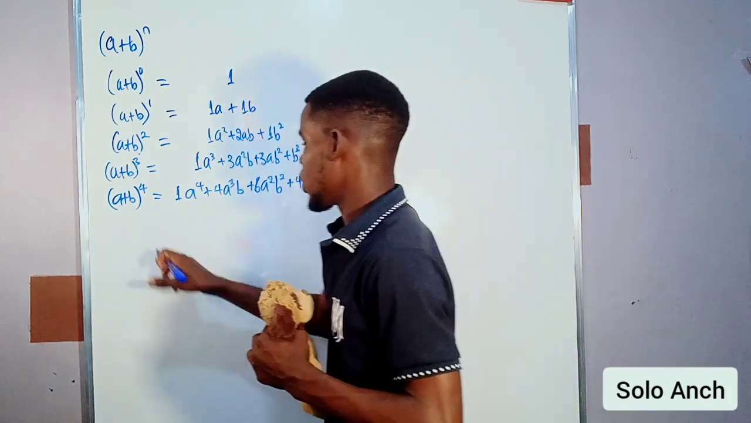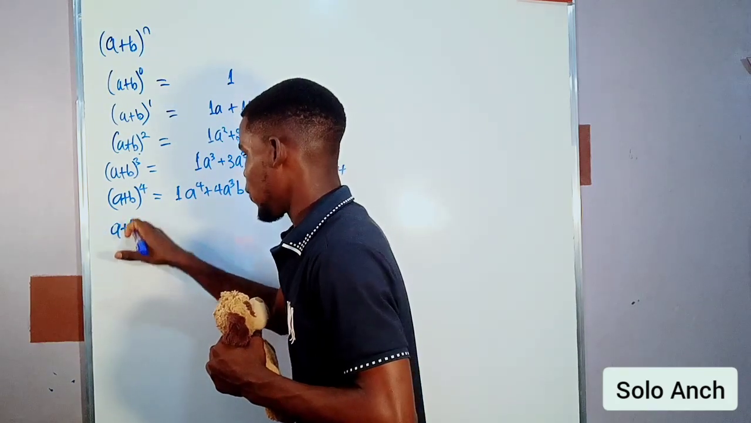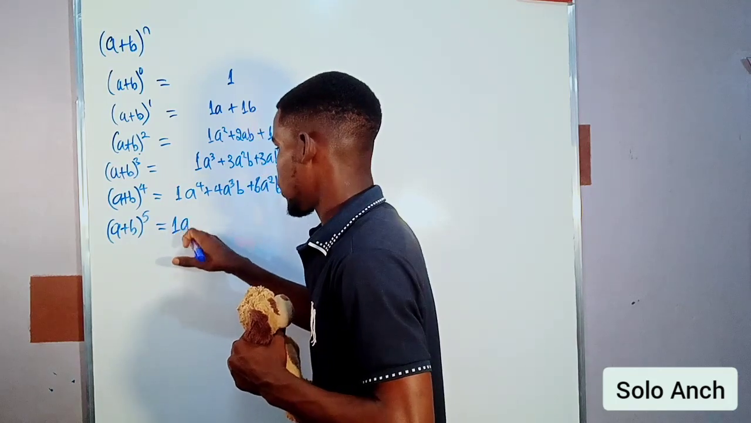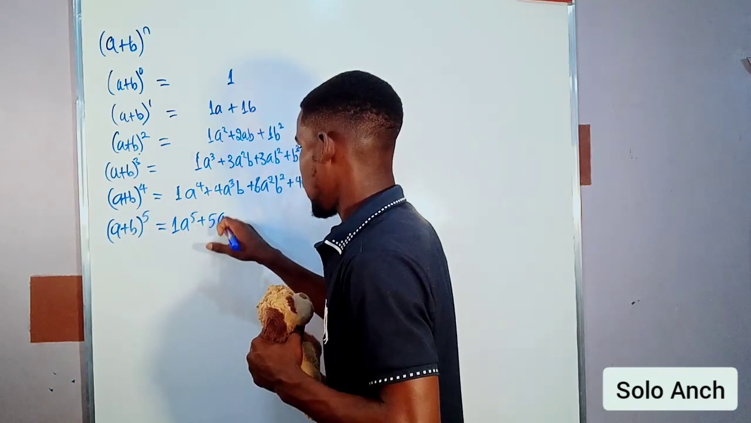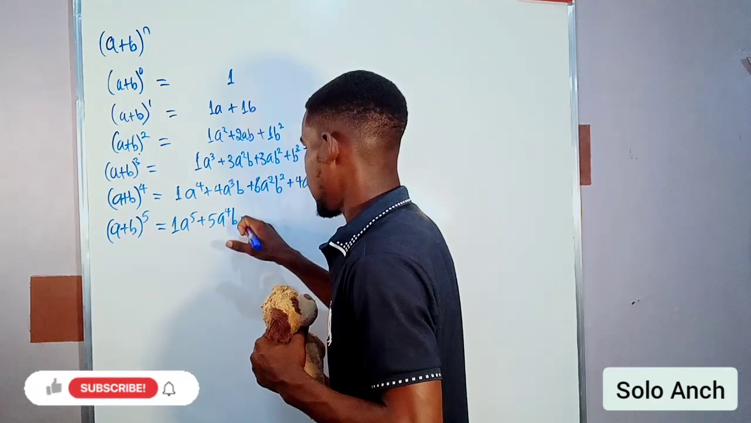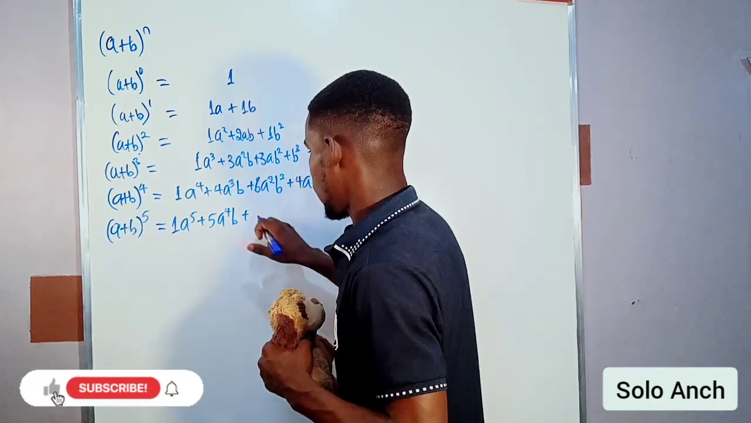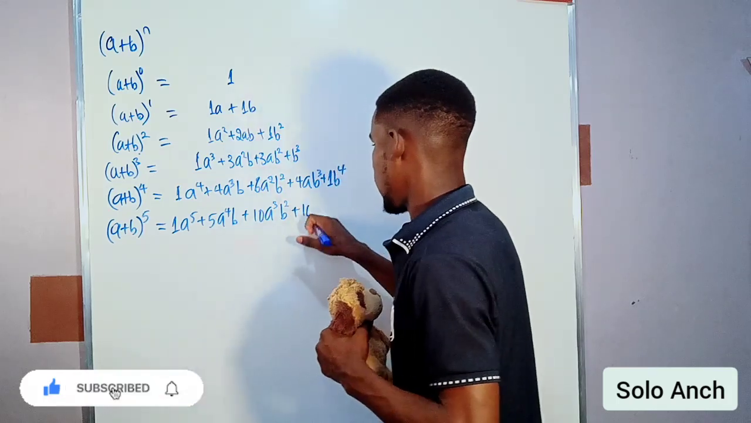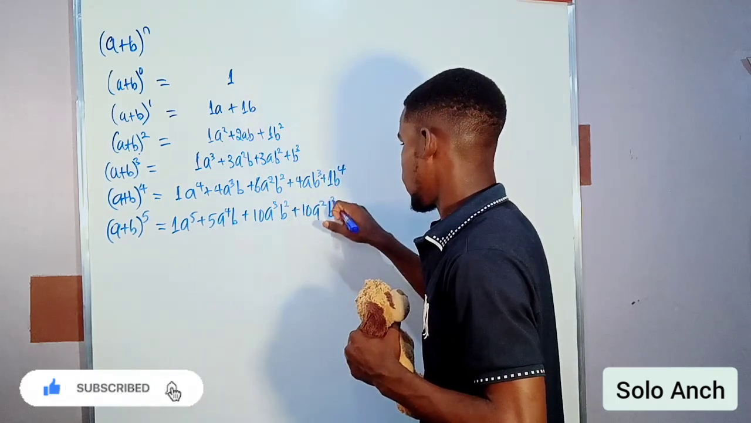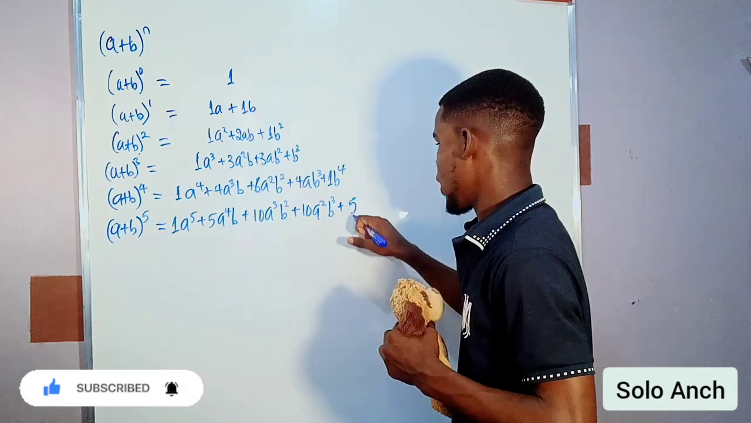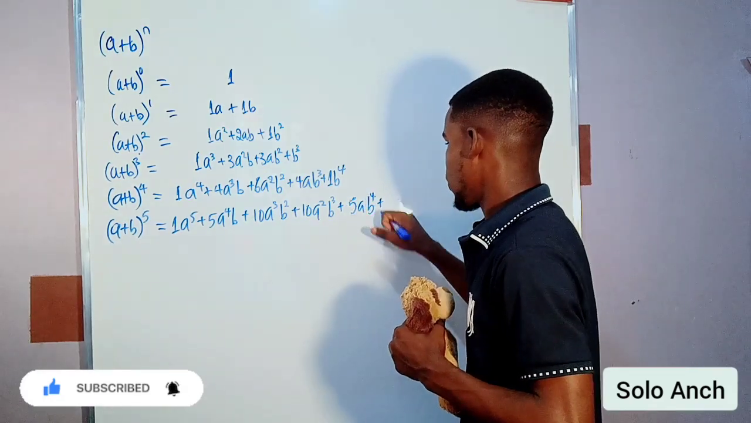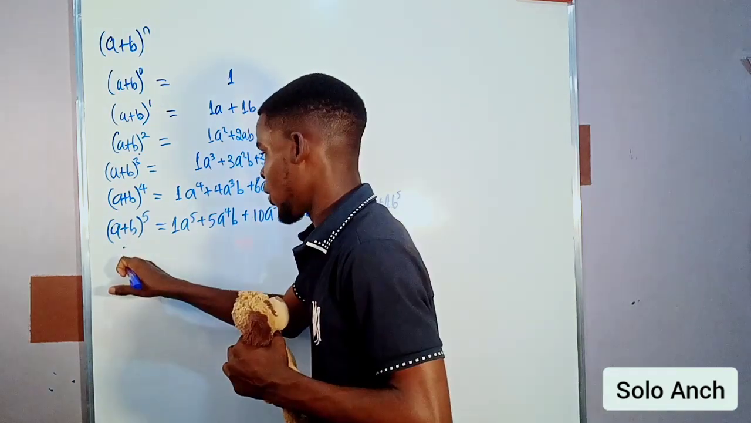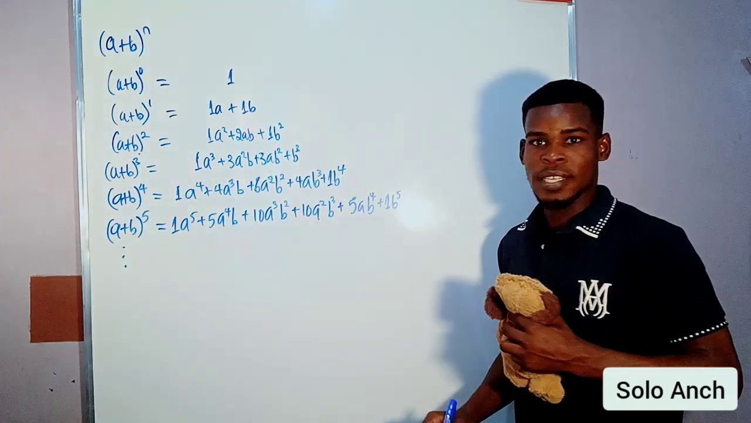Let's do it one more time for the power of 5. When the power is 5, this will be 1a to the fifth power plus 5a to the fourth power b plus 10a cubed b squared plus 10a squared b cubed plus 5ab to the fourth power plus 1b to the fifth power. Maybe we can continue, but let's pause here and observe.